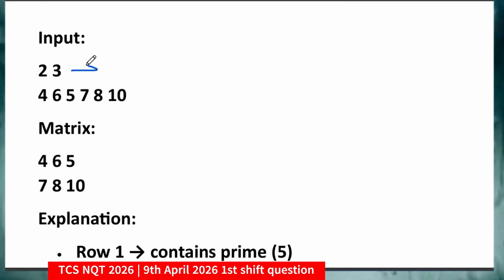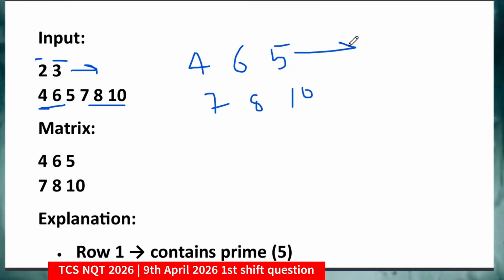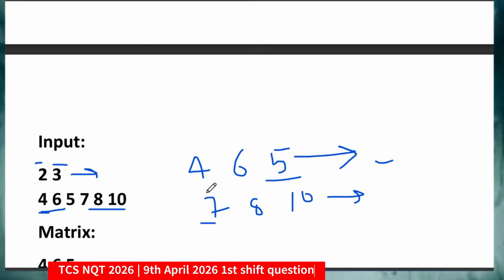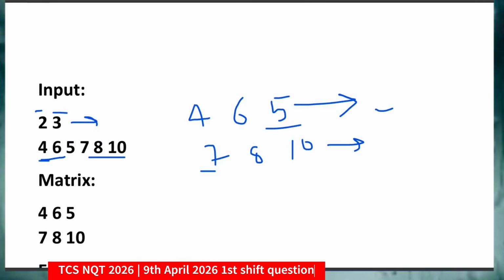For example, I have taken 2 3, 2 rows and 3 columns. How many elements will be there? Total 6 elements, 2 into 3. Now I'm taking the values 4, 6, 5, 7, 8, 10. You can arrange these values in this way too: 4, 6, 5, and 7, 8, 10. Now you can see in this row we have a prime number, that is 5. In this row also a prime number, that is 7. So it will print valid, isn't it? The same explanation I have also written down here.